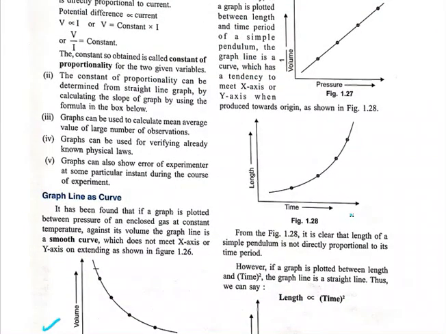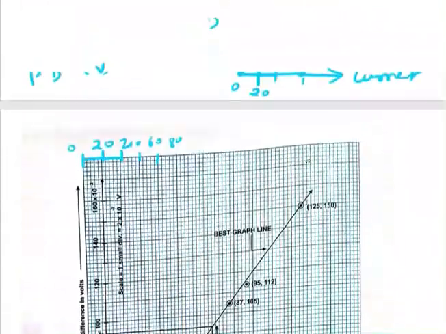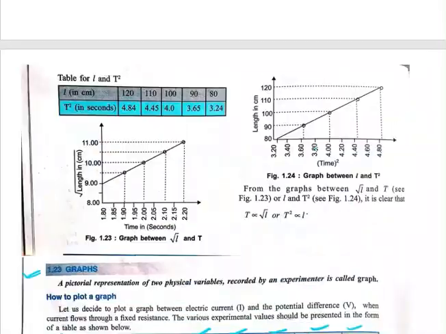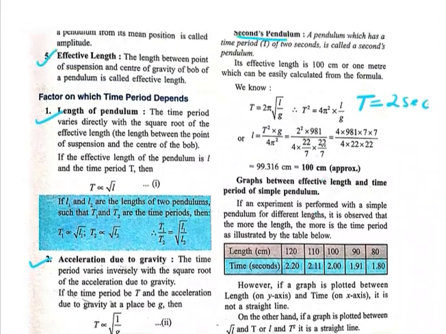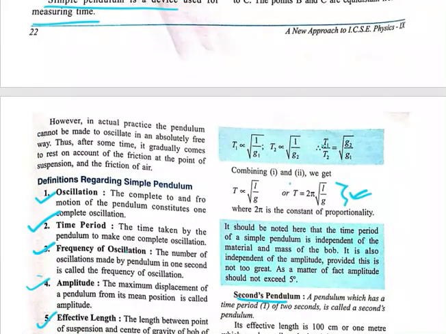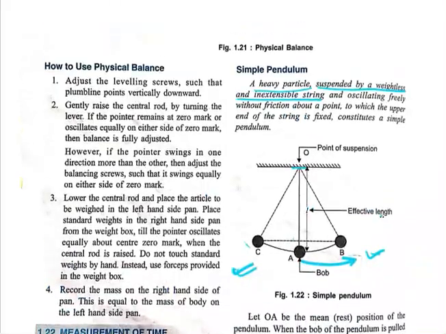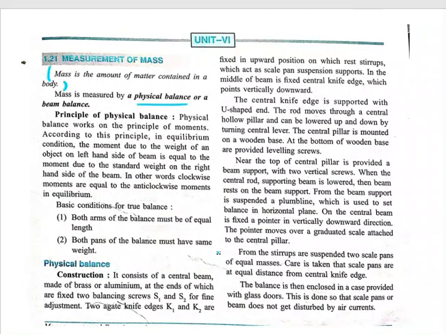Basically remember what a graph is and how to plot the points in a graph. That will be sufficient. And in the previous slides, just go through the definitions of what we have learned: the simple pendulum, the factors affecting the time period, some definitions regarding the simple pendulum, what is time, the construction of the simple pendulum, and what is mass. Then it will be sufficient.